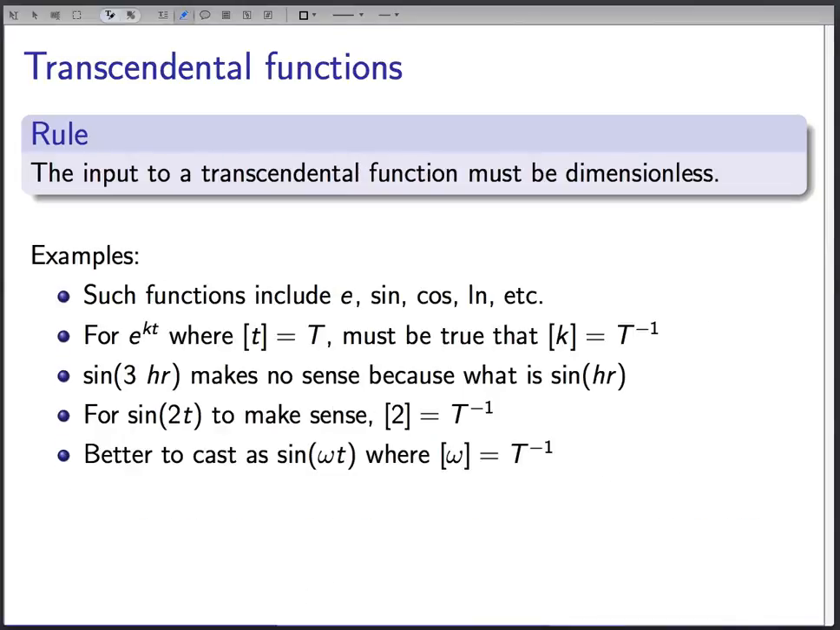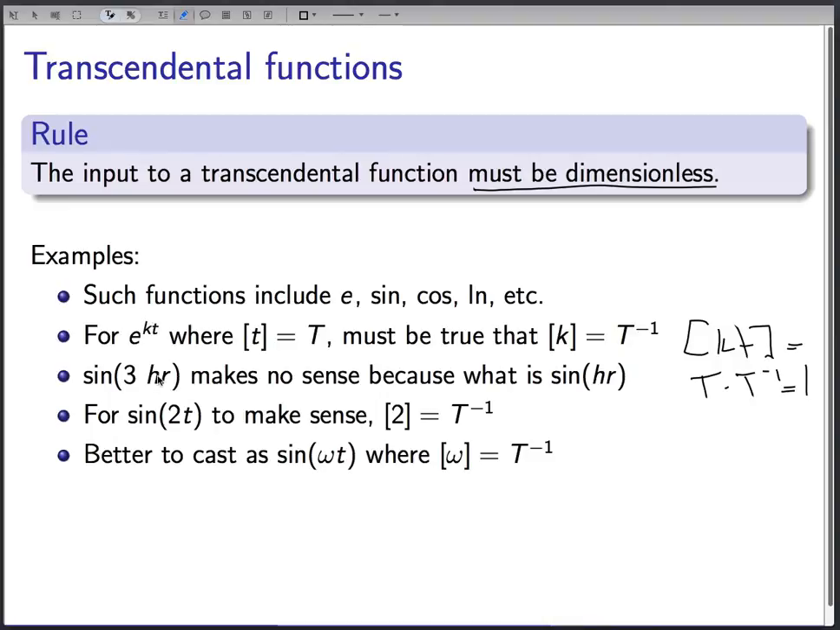Transcendental functions, right? So transcendental functions are things you learned like sine, cosine, exponential function, logarithm, and so on. And the rule is that the input to a transcendental function also must be dimensionless. And so if you have a function like e to the kt, where t has dimensions of time, it must be true that the dimensions of that number k are T to the minus 1. Right, so then the product kt has dimensions T times T to the minus 1, that's dimensions of 1, that's dimensionless. You can only take e to the overall something that's dimensionless.